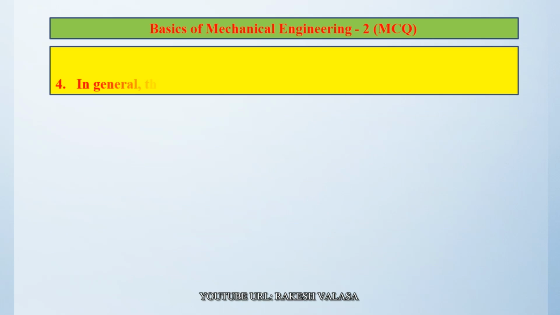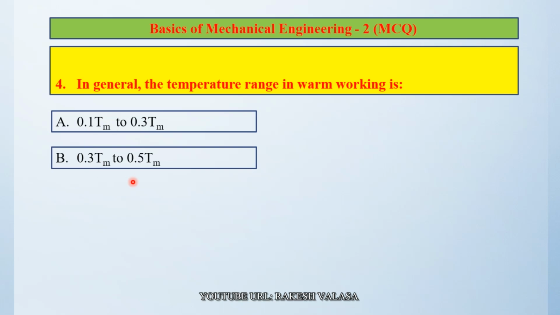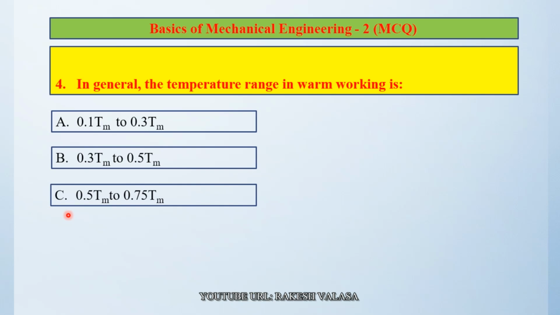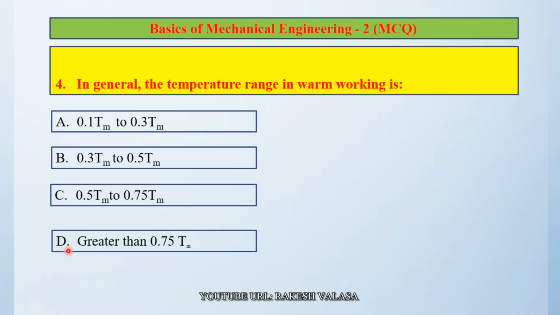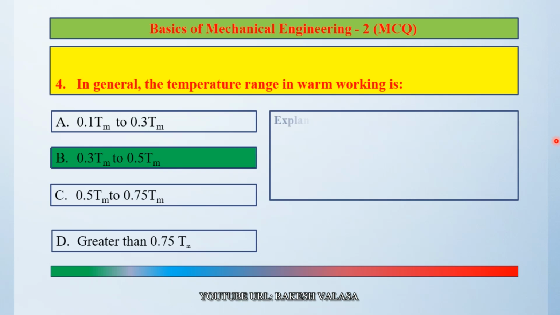Question number 4. In general, the temperature range in warm working is option A, 0.1 Tm to 0.3 Tm, option B, 0.3 Tm to 0.5 Tm, option C, 0.5 Tm to 0.75 Tm, option D, greater than 0.75 Tm. The correct answer is option B, 0.3 Tm to 0.5 Tm. Let us see the explanation.